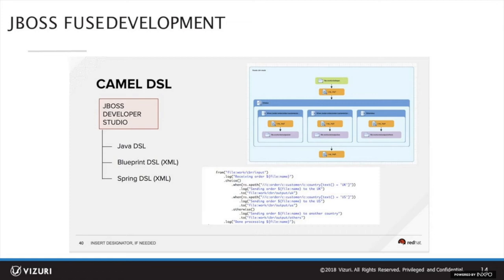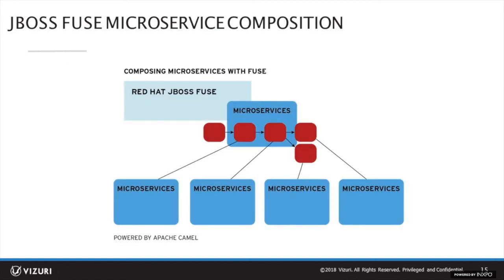So again, your integration routes are microservices, and you use Camel DSL to define your integrations. The Camel DSL can be written in many ways. You can use a Java DSL. You can use Blueprint or Spring DSL. If you're using Spring DSL, you get a visual representation of your integration flows as shown on the right. If you're using Java, it's more programmatic context. So in a microservices architecture, Fuse can provide a composition that allows you to orchestrate many microservices in one transaction.